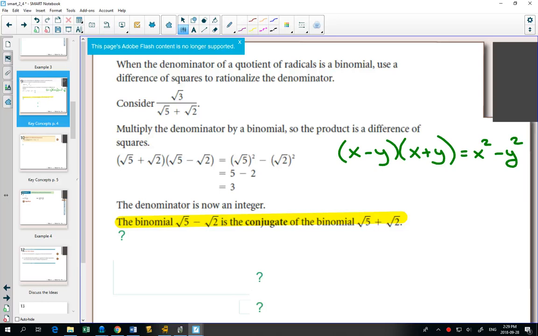Now here they've done the shortcut, but if you want, you can multiply just like normal, FOIL everything out, and you'll notice that your inside terms will cancel out. It happens every single time that you multiply by a conjugate, and then everything becomes a nice integer.